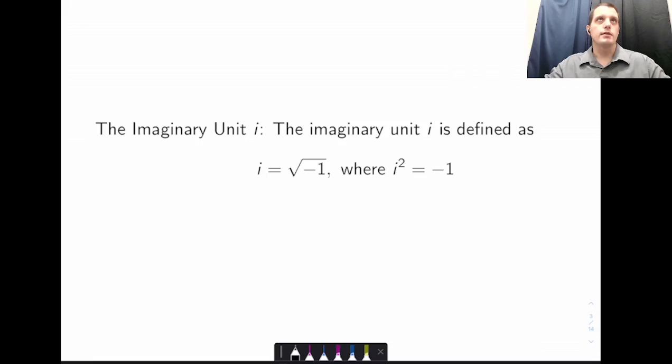The imaginary unit, i. The imaginary unit i is defined as i equals the square root of negative 1, where i squared is equal to negative 1.